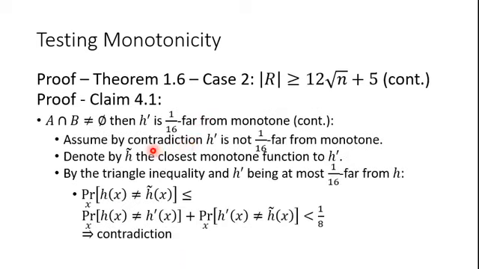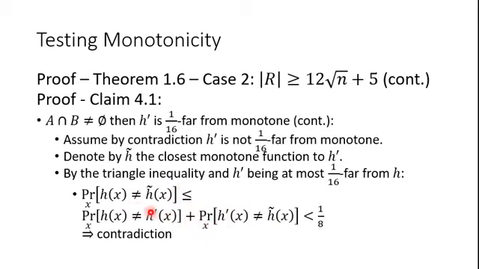So let's assume by contradiction that h prime is not 1/16 far from monotone. So we'll denote by h tilde the closest monotone function to h prime. Now, by the triangle inequality, and h prime being at most 1/16 far from h, which is what we just saw in the previous slide, what do we get? We get that the probability of h(x) not being equal to h tilde of x is less or equal to the probability of h(x) not being equal to h prime of x plus the probability of h prime of x not being equal to h tilde of x. And this is by the triangle inequality.